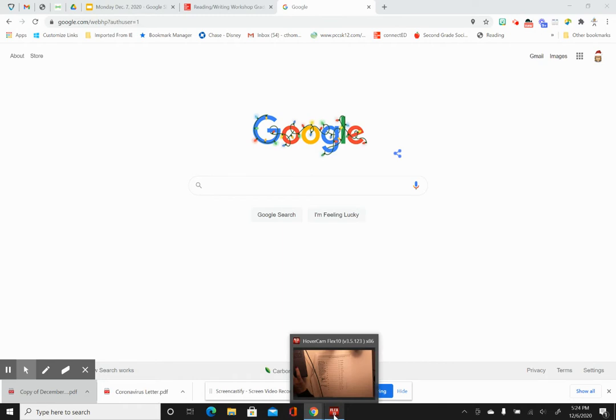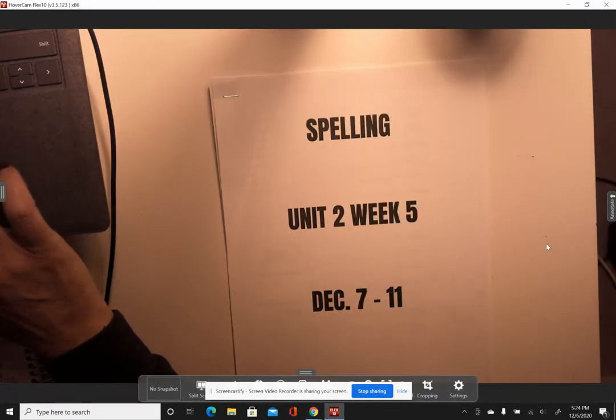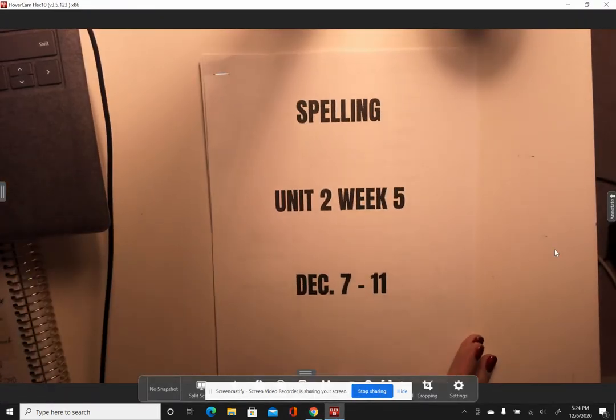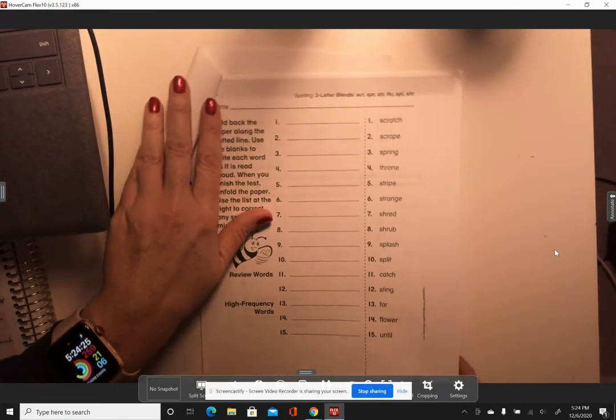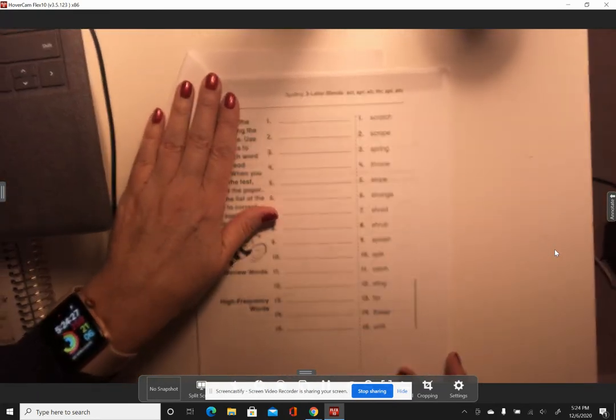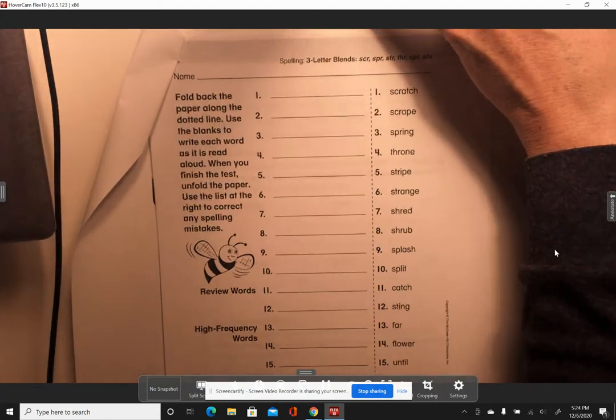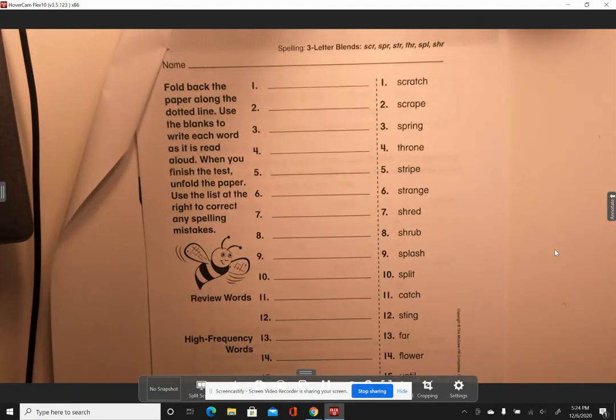Today is Monday, December 7th. So you should be looking at your spelling packet for Unit 2, Week 5, and the dates are December 7th through the 11th. We talked about our spelling pattern in our reading lesson today, and our spelling pattern this week is three-letter blends.